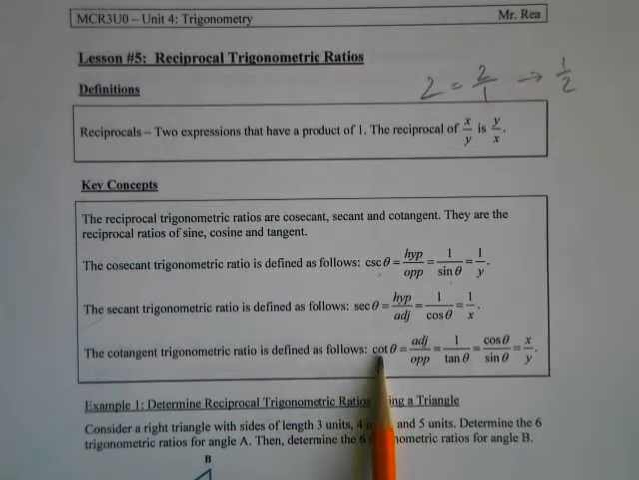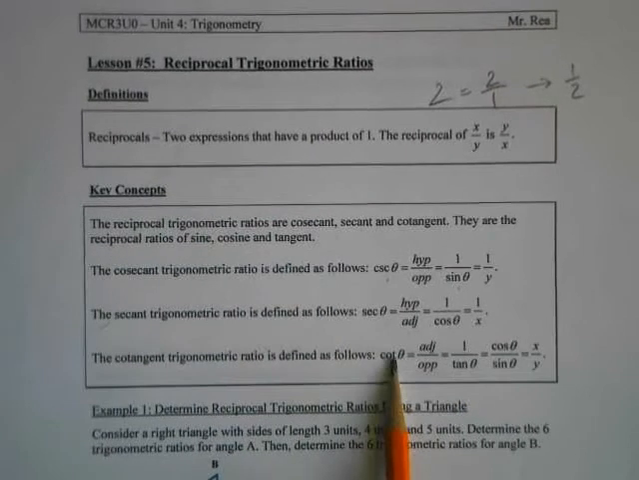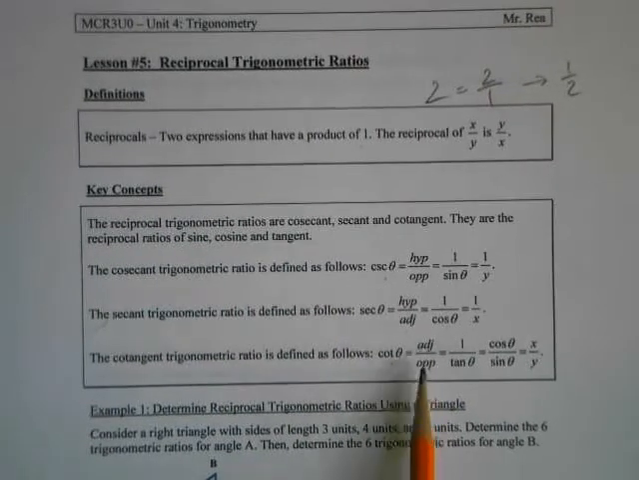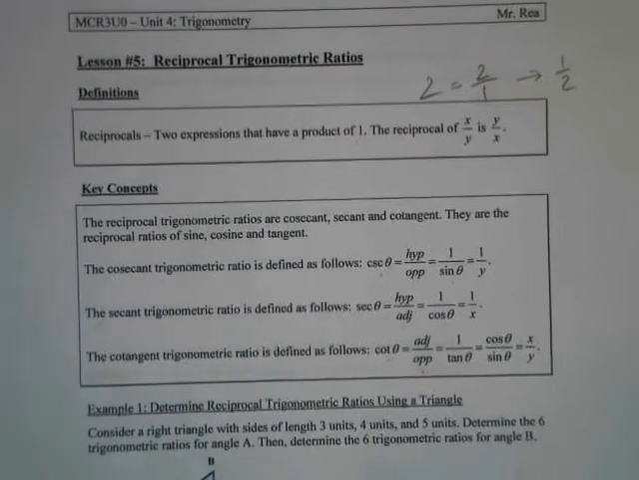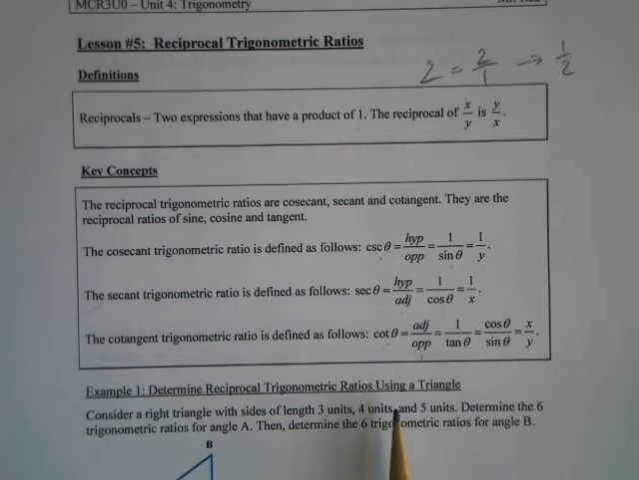Cotangent is the reciprocal of tan, because cotan is adjacent over opposite, where tan is opposite over adjacent. So it's really the original three ratios, just the flipped or the reciprocal versions of them.